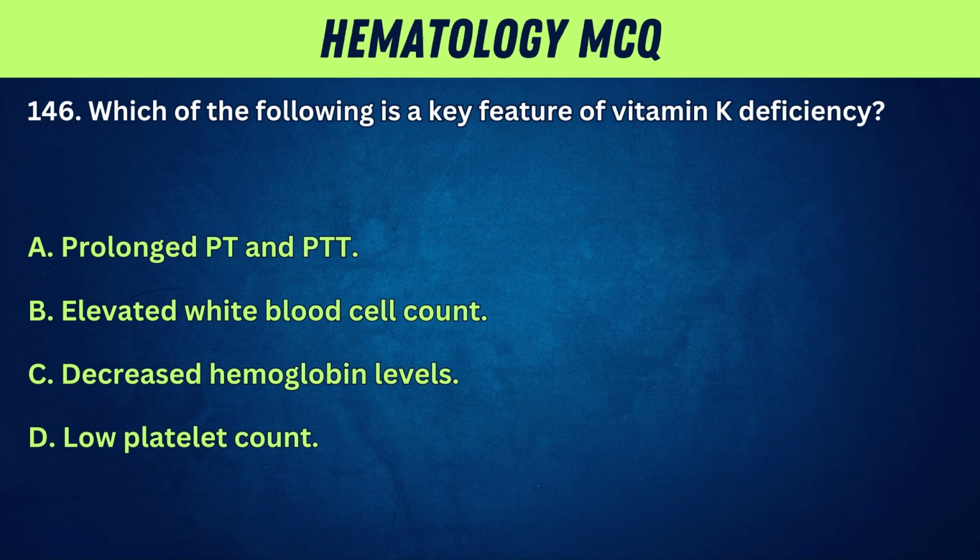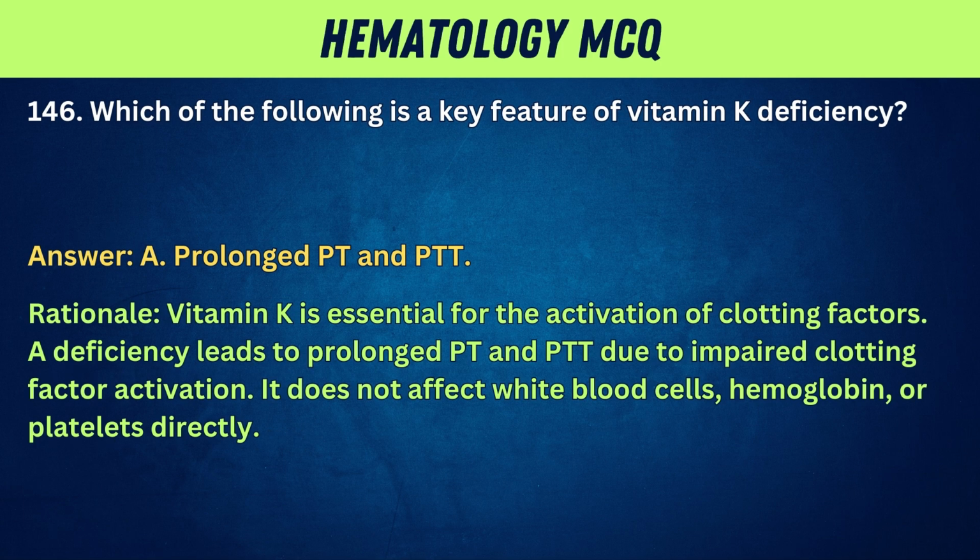146. Which of the following is a key feature of vitamin K deficiency? A. Prolonged PT and PTT. B. Elevated white blood cell count. C. Decreased hemoglobin levels. D. Low platelet count. Answer: A. Prolonged PT and PTT. Rationale: Vitamin K is essential for the activation of clotting factors. A deficiency leads to prolonged PT and PTT due to impaired clotting factor activation. It does not affect white blood cells, hemoglobin, or platelets directly.